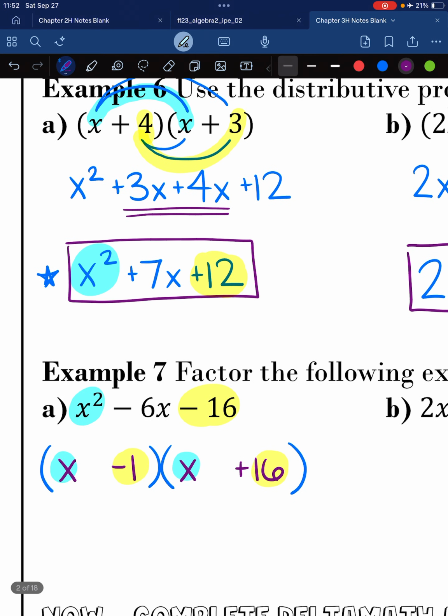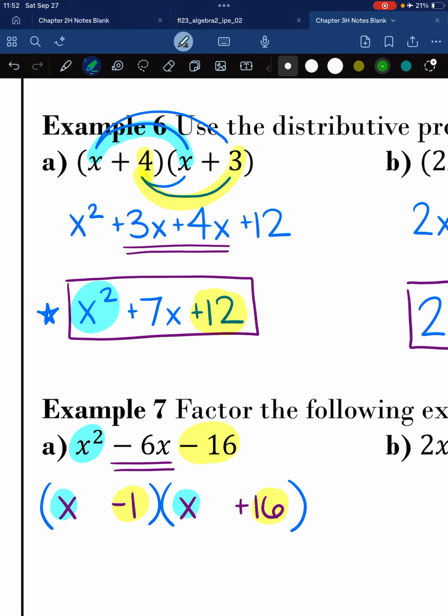That middle number came from multiplying these 2 numbers together and these 2 numbers together. Right, so that's how I get the x there. I need to multiply these 2 together and these 2 together, and they need to combine to be negative 6. Okay, well now they combine to be positive 15. So I know that that's definitely not right. Okay, so let me go ahead and erase those. So it's not 1 and 16. Okay, let's just kind of go through and brainstorm other things.